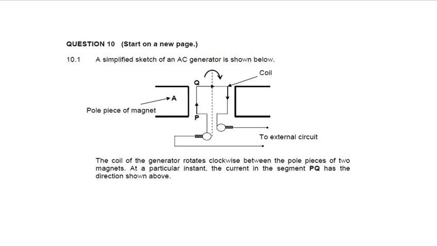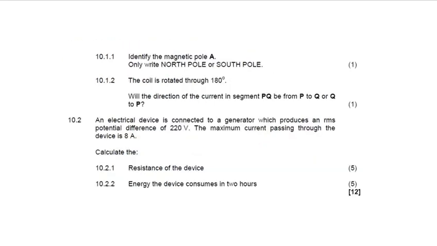They say the coil of the generator rotates clockwise between the pole pieces of two magnets. At a particular instant, the current in the segment PQ is in the direction shown above. So let's go to the first question. The first question says, identify the magnet pole A. Only write north pole or south pole.